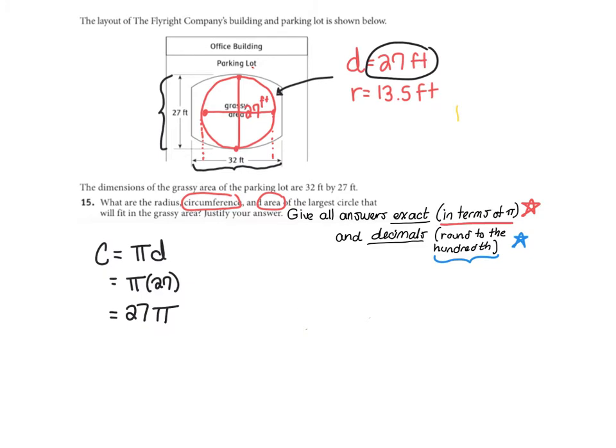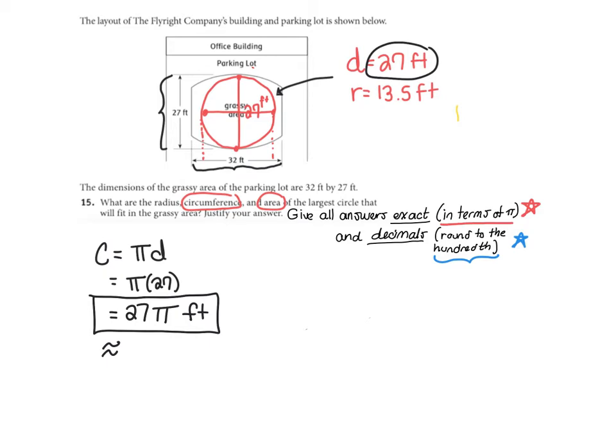Circumference, being the same as perimeter, is going to have units of feet, but not squared units. Okay, so that's my first answer. This is my exact answer in terms of pi. For the decimal, this is going to have to be rounded, so I'm going to use the approximate symbol. For the decimal, I'm just going to grab my calculator.